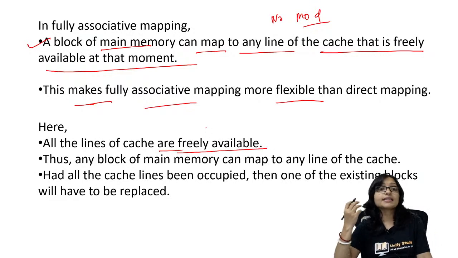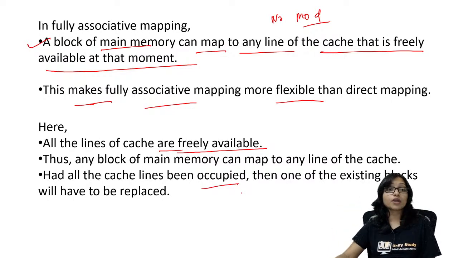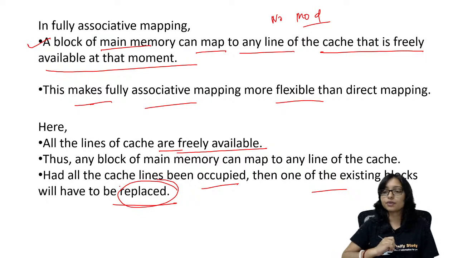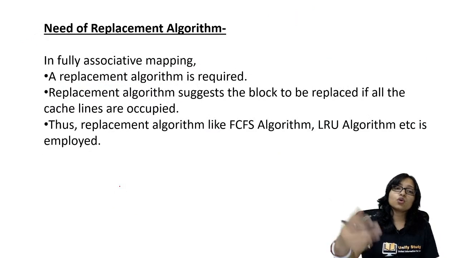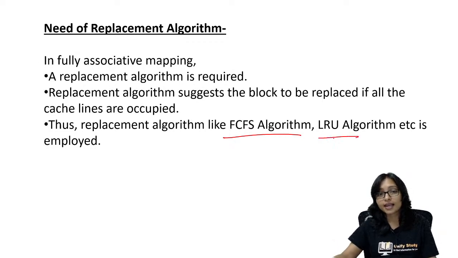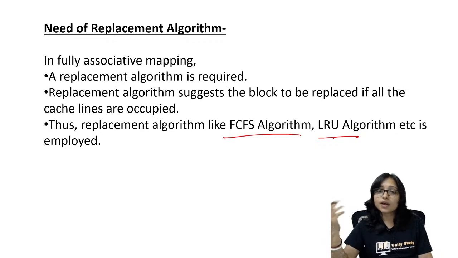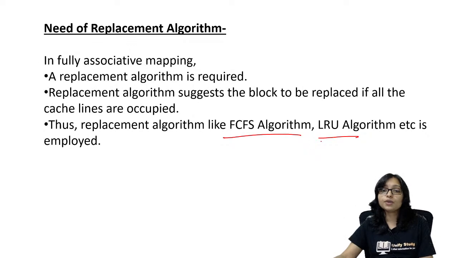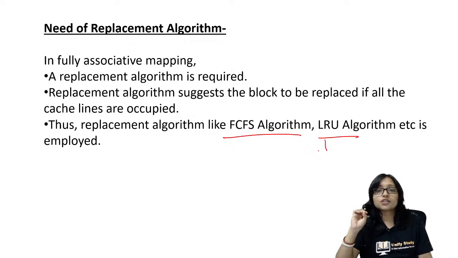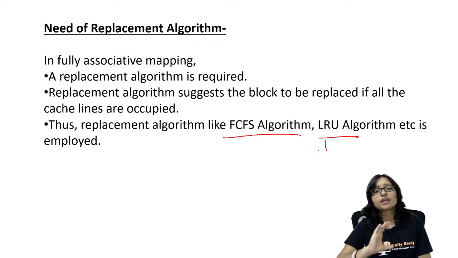Now, when it is fully occupied, when all lines are occupied, then what to do? Then there is no free block, so we have to go for replacement. How to replace? We will use a replacement algorithm. Here in fully associative, replacement algorithms are required, like FCFS and LRU. First come first serve means which one came first, I will replace that. LRU means least recently used: which one is not recently used, that one we are going to replace. So that is the difference between direct and fully associative.